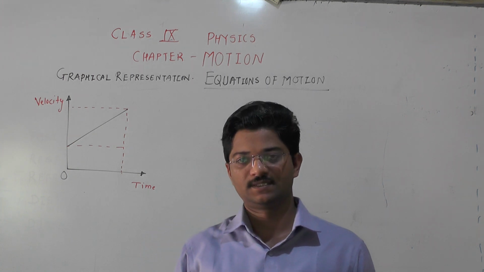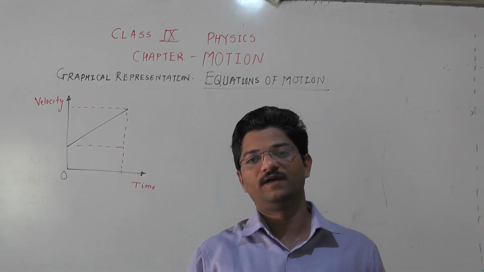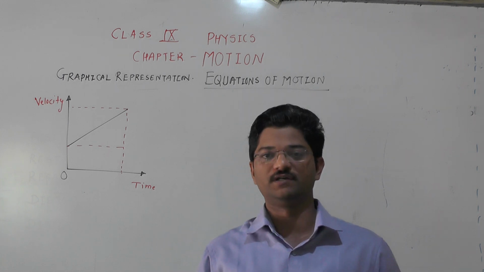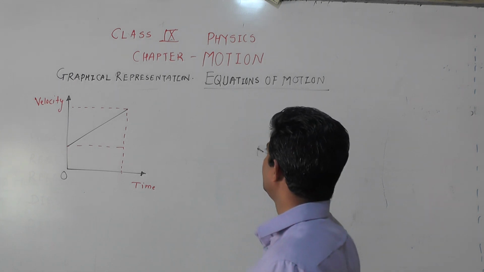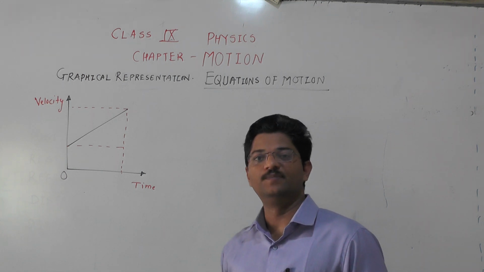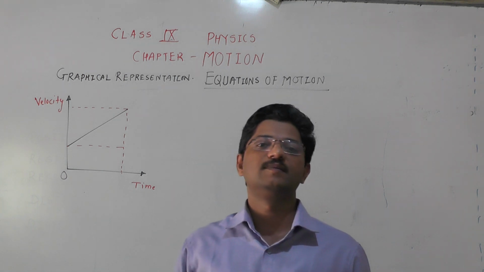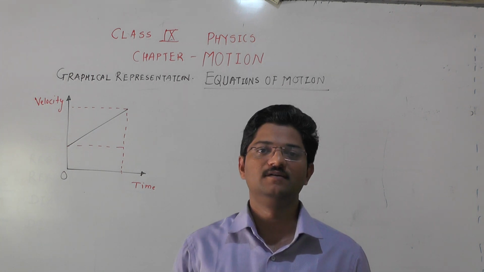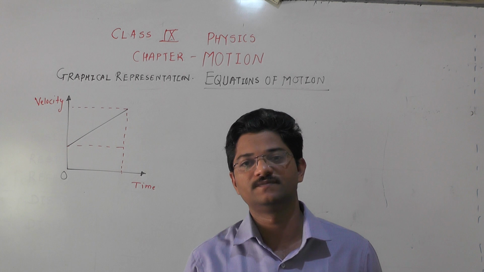So equations represent a very large amount of information very precisely in a logical manner. In the same way, equations of motion represent a large amount of information regarding motion in a very small statement. So these are the equations of motion.